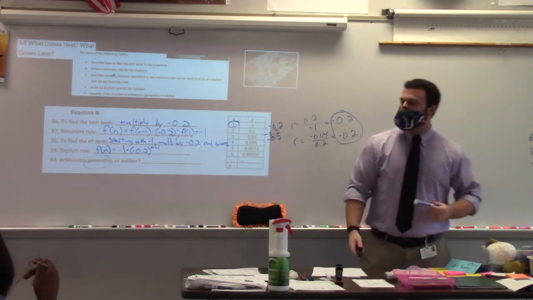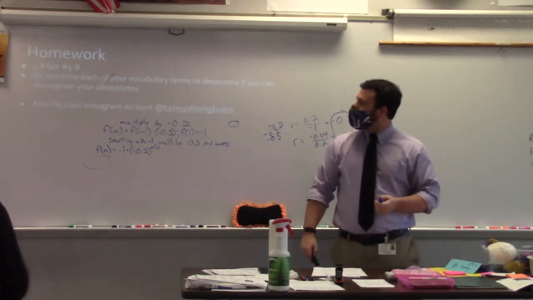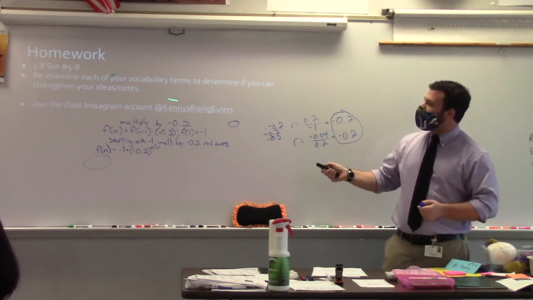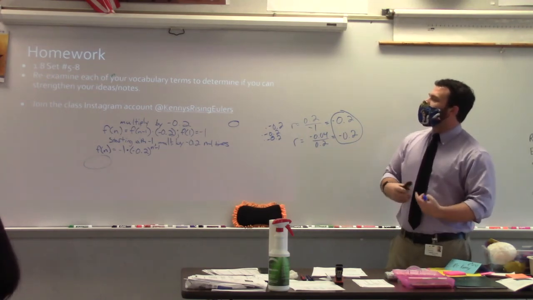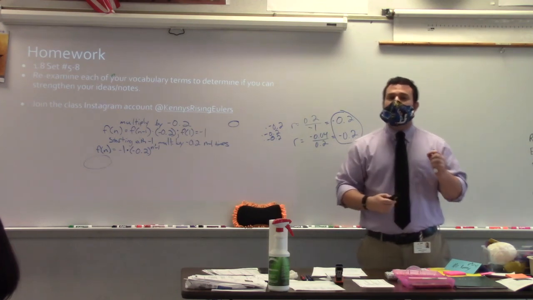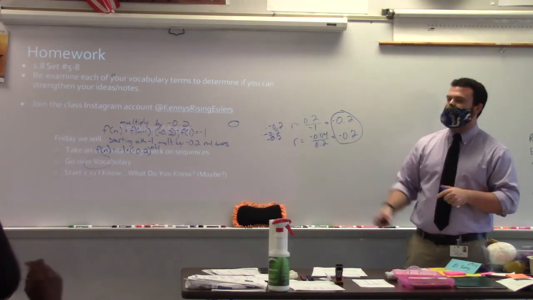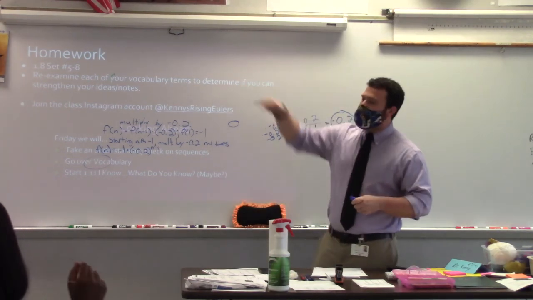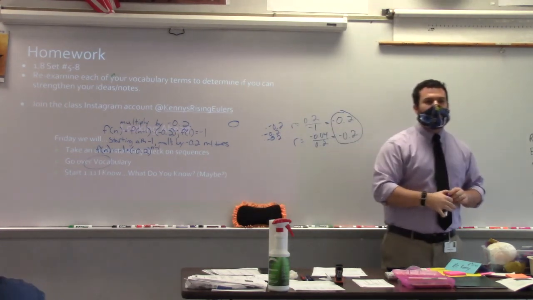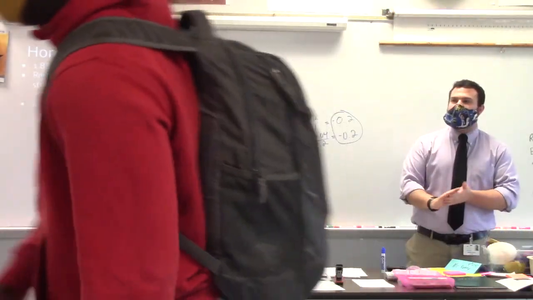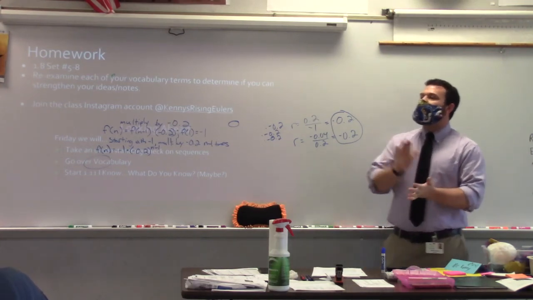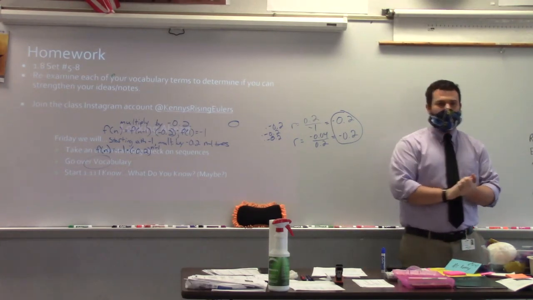Here is your homework. The 1.8, set numbers 5 through 8. Re-examine each of your vocab terms. Determine if you can strengthen your ideas. The reason for that is you have an assessment tomorrow. So you need to think about your vocab and get through 1.8, set numbers 5 through 8. Those are going to be the practice you need to be better prepared for that assessment. Please take a picture of this and make sure you do your homework.